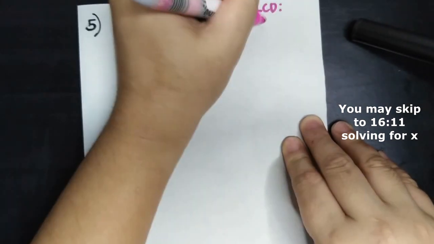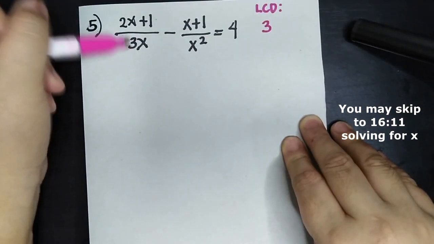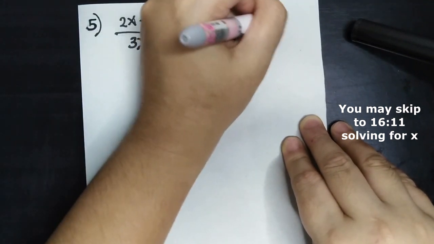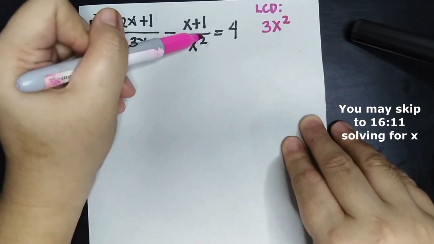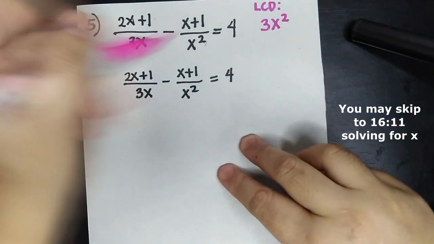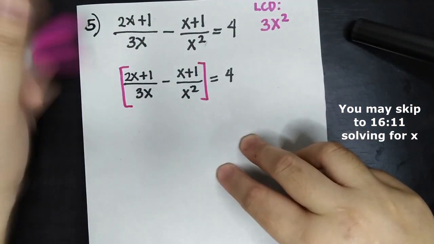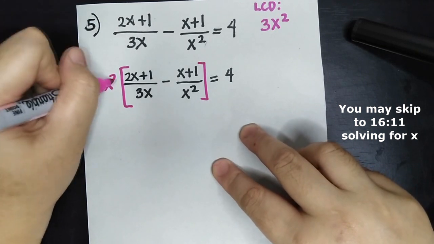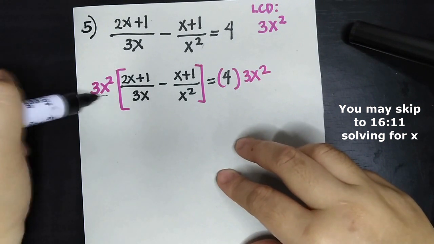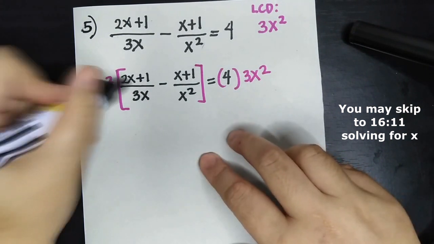Kukunin natin ang 3 to eliminate 3. And instead na x lang ang kukunin natin ay x squared, kasi siya yung may pinakamalaking power. So later on, maka-cancel out din ng x squared yung x dito. So since meron na tayong LCD, multiply na lang natin 3x squared to both sides. So multiply this to the first term here sa numerator.